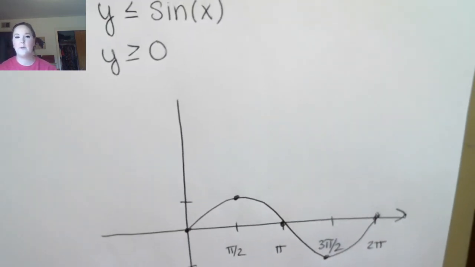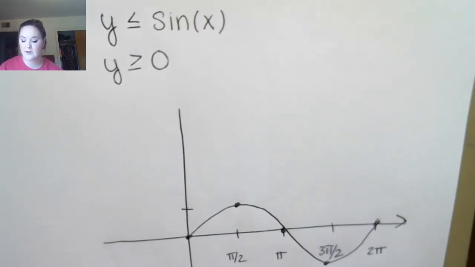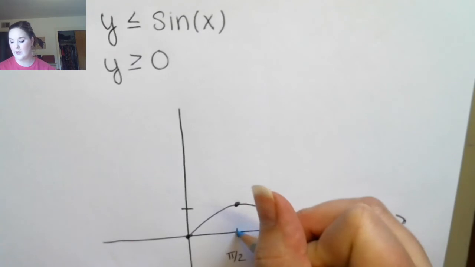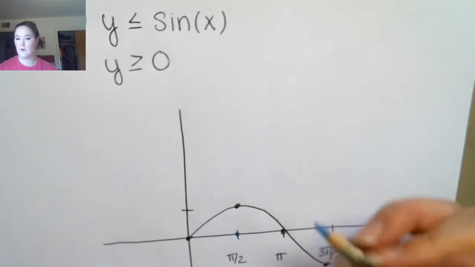Now, when you're picking a point to test, you're trying to pick something easy. So you do want to pick something that you can actually plug into sine so that you know what the answer is going to be and you know if you should shade that point or not. So I'm going to pick this point right here, which is (pi over 2, 0).